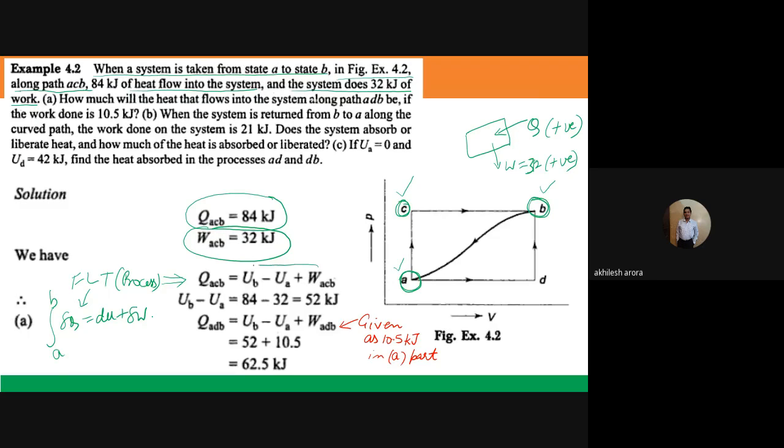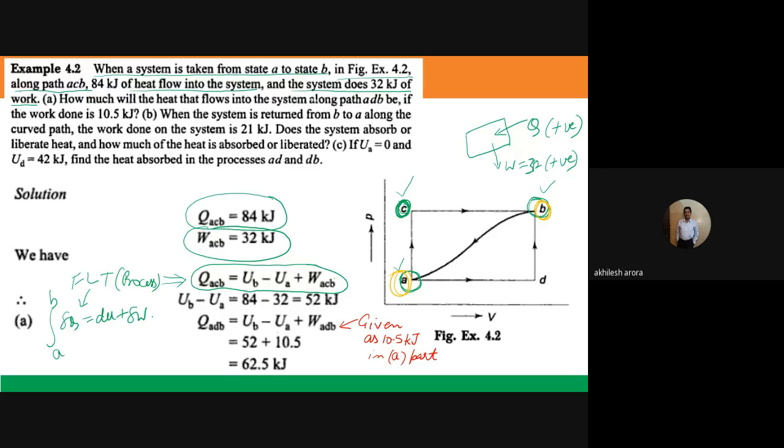You can see it here. QACB is equal to UB minus UA plus WACB. While calculating the change in internal energy, we don't need to talk about point C, because internal energy is a property. So we are worried about the initial state and the final state actually.